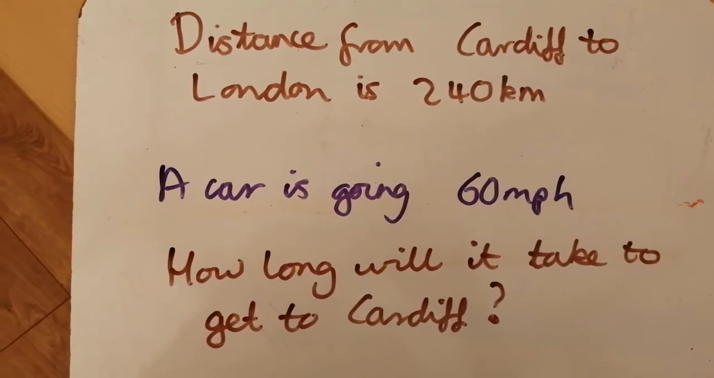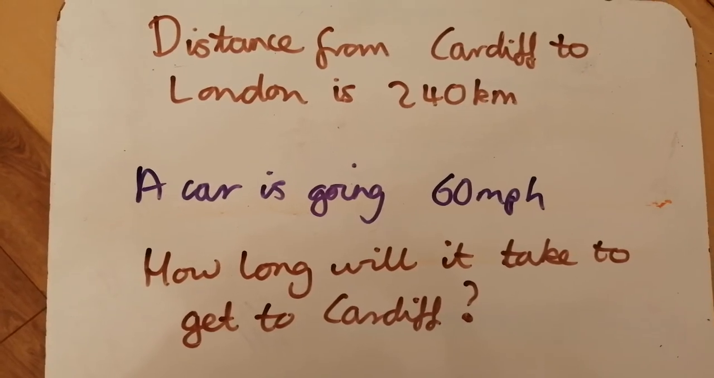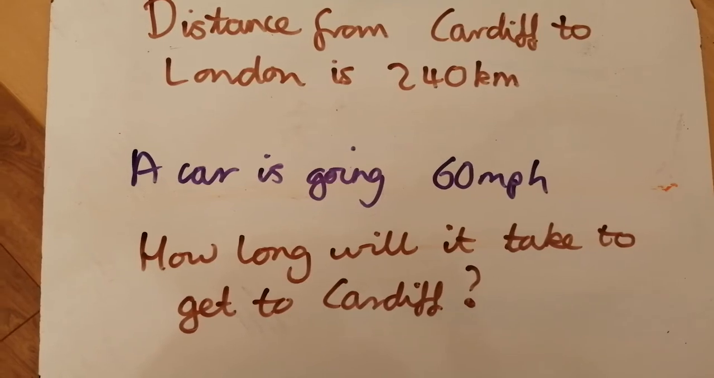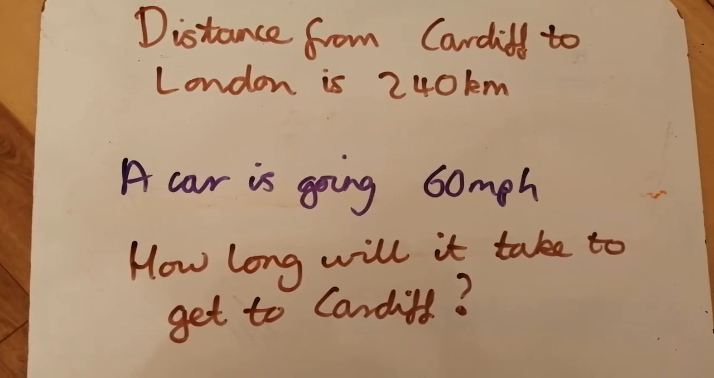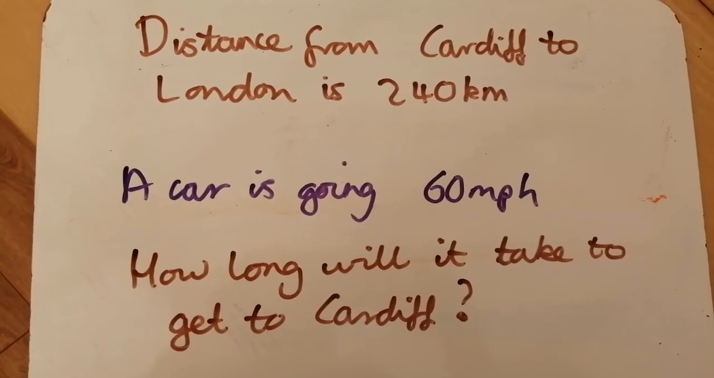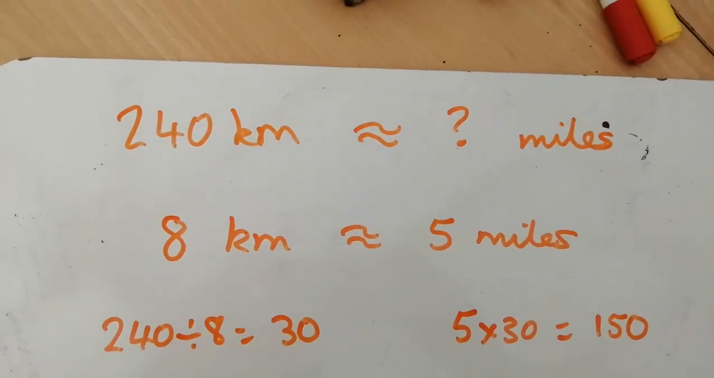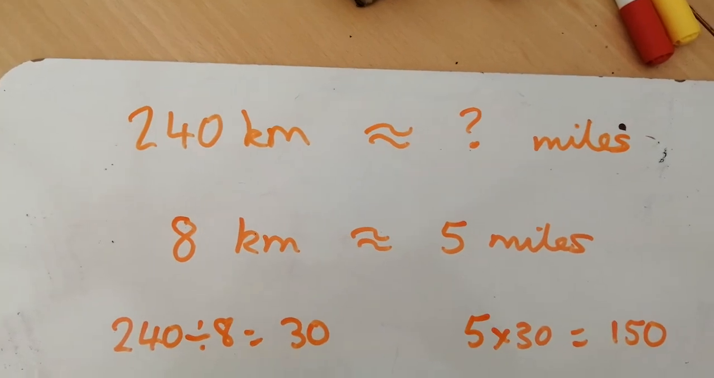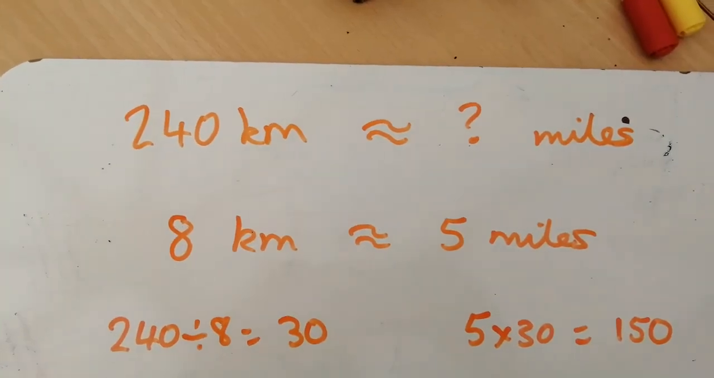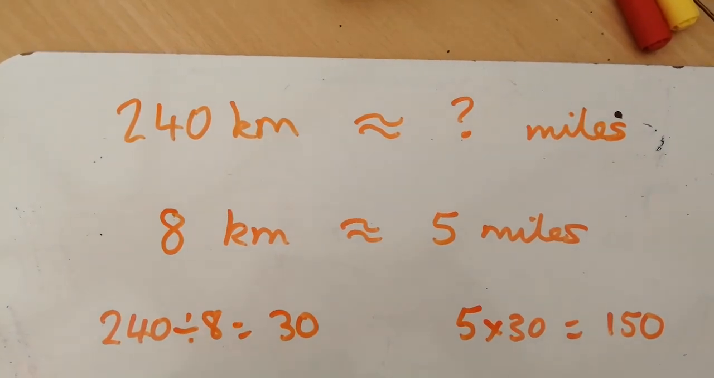Next question. The distance from Cardiff to London is 240 kilometres. A car is going 60 miles per hour. So how long will it take to get to Cardiff from London at that speed? Here's one way you could solve it. We know it's got to go 240 kilometres, and we need to know how many miles that is to compare it with our miles per hour.